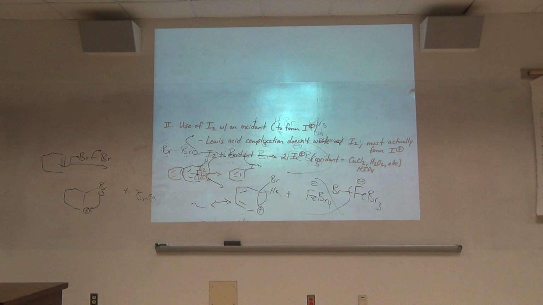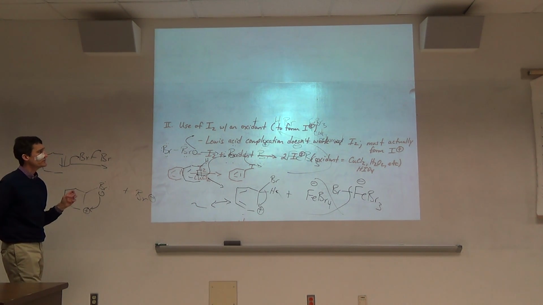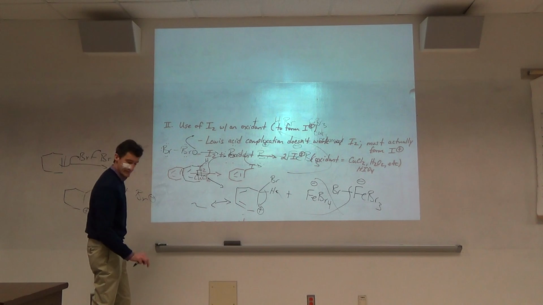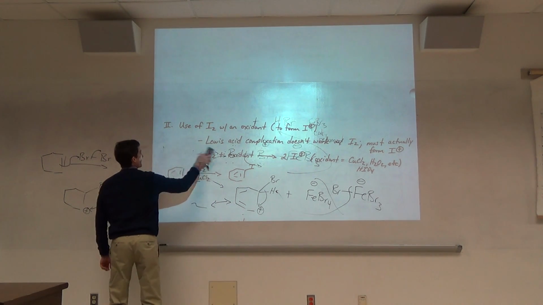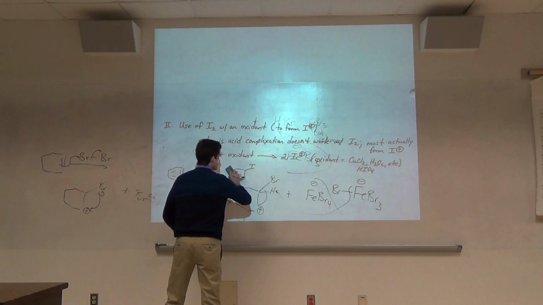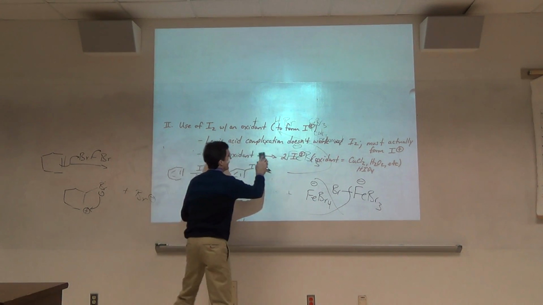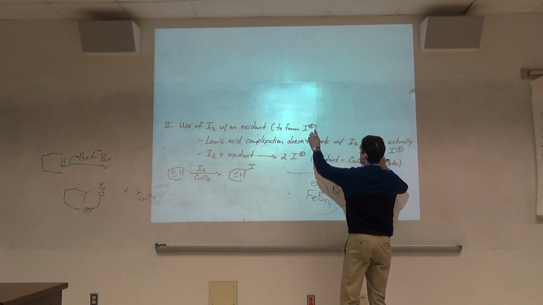Iodination, on the other hand, is not really difficult, but it suffers from being not reactive enough. Fluorine too reactive, iodine not reactive enough. Because of that, you can't just use a Lewis acid. You actually have to use an oxidant, and you actually have to produce I+.